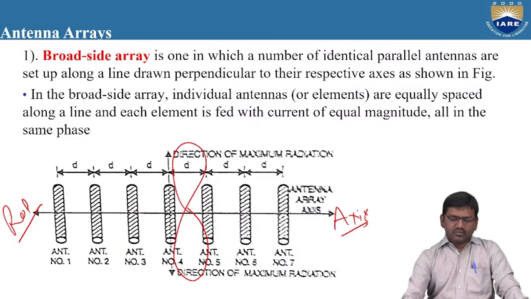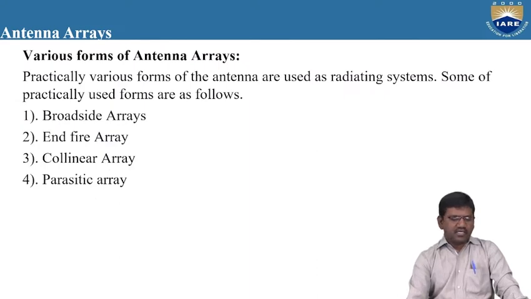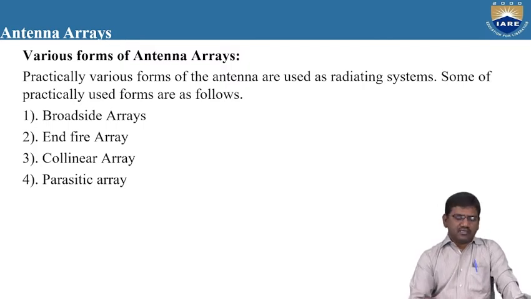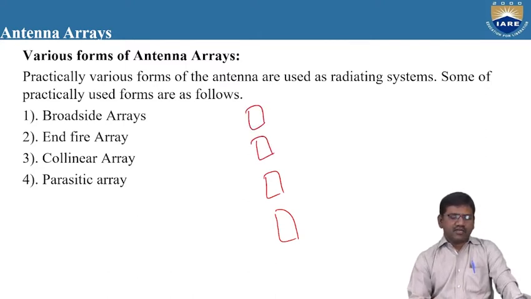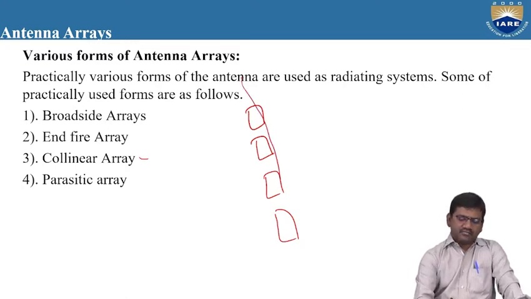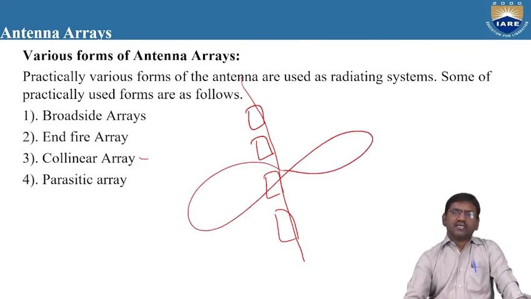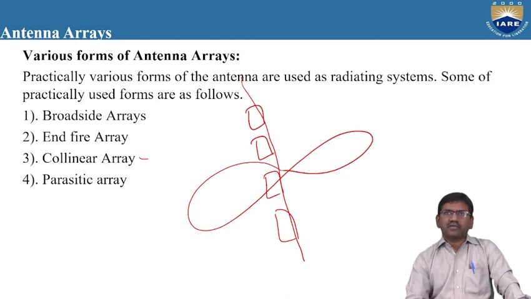And there are two more: the collinear array. A collinear array is also an array where all the elements are arranged one over the other, or stacked one over the other. Such an arrangement is known as a collinear array, where the individual elements are stacked one over the other, and this is the axis of the array, and the maximum radiation will be perpendicular to the axis of the array. Such an arrangement we call a collinear array.